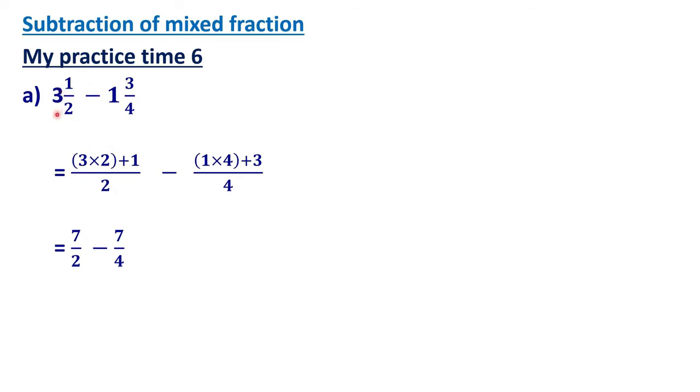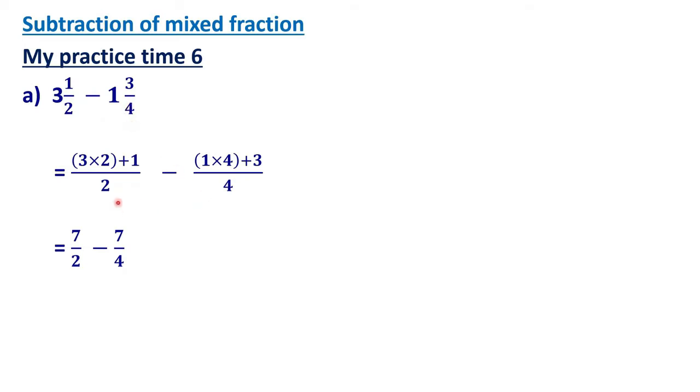So here we get 3 into 2 plus 1, the whole thing divided by 2. Then the minus sign, and again we will convert this one also to an improper fraction. So again we will multiply whole number 1 into denominator 4 plus numerator 3. So 1 into 4 plus 3, and the whole thing is divided by the denominator, that is 4.